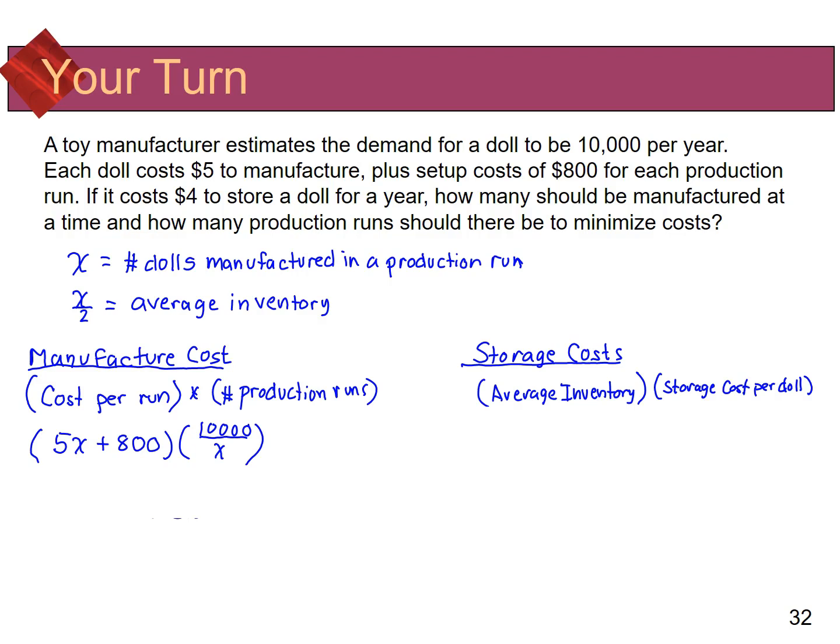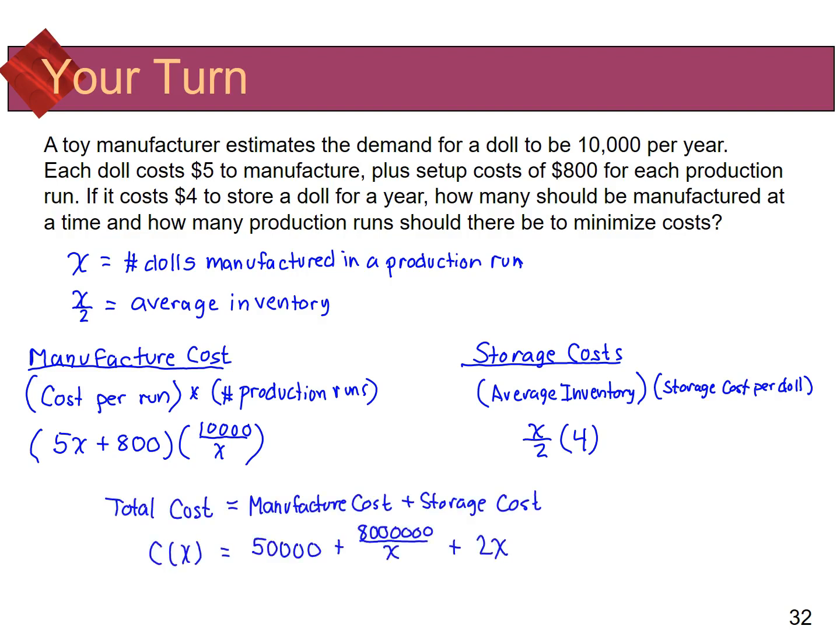The storage cost per doll is $4. So for the total storage cost, I'm going to have X over 2 times 4. Then, of course, the total manufacturer cost is going to be given to me by adding the two together. And so the cost function for this is going to be 50,000 plus 8 million over X plus 2X. That's the function for the total cost.